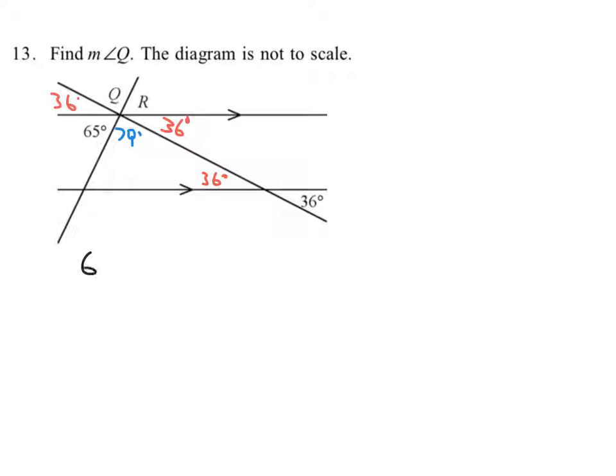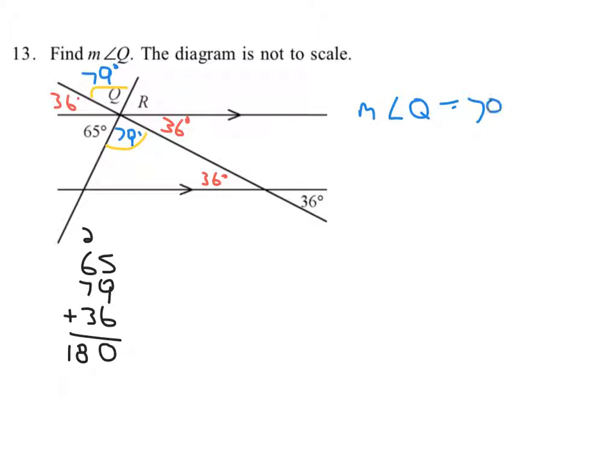And you can verify that by adding those three angles together. 65 plus 79 plus 36. That equals 20. Carry the 2. 2 plus 6 is 8. 8 plus 7 is 15. 15 plus 3 is 18. And there's our 180 degrees. Okay? And since that 79-degree blue angle is a vertical angle with Q, we know that Q also measures 79 degrees. So the measure of angle Q equals 79 degrees.